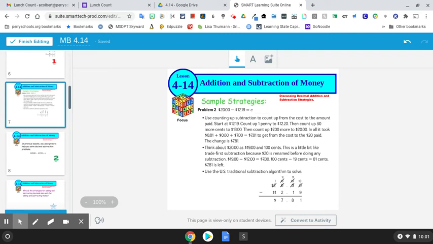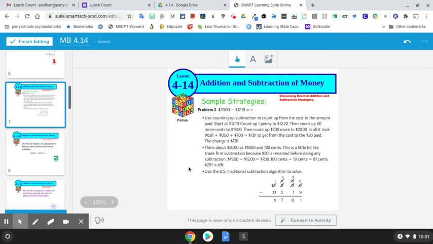That gives you $13. Then count up 7 more dollars. That gives you 20. So that tells you 1 penny plus 80 cents plus $7 gives you a total of $7.81 to get from the cost to 20. That means that your change is $7.81. That's the counting up method.